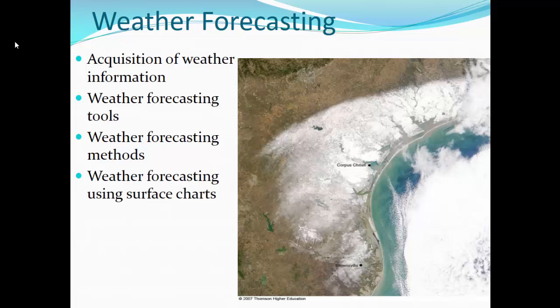Welcome to MET 1010 Chapter 9 lecture, this chapter on weather forecasting, and we will start with the acquisition of weather information, take a look at weather forecasting tools, then weather forecasting methods, and then weather forecasting using surface charts in conjunction with your upper level charts.